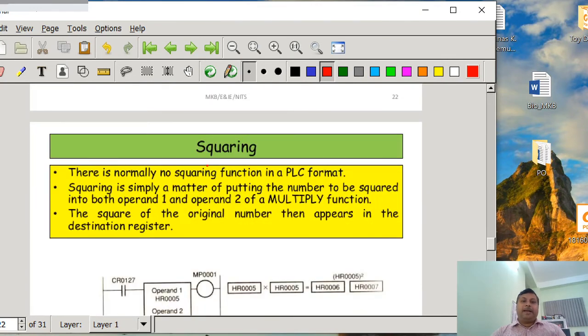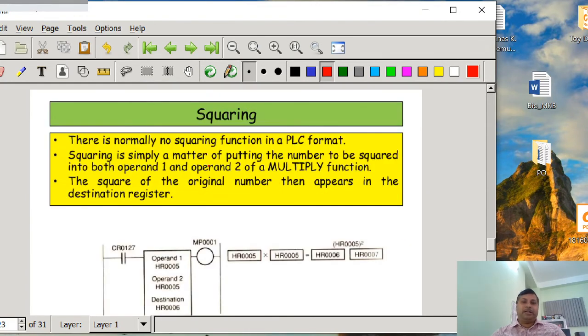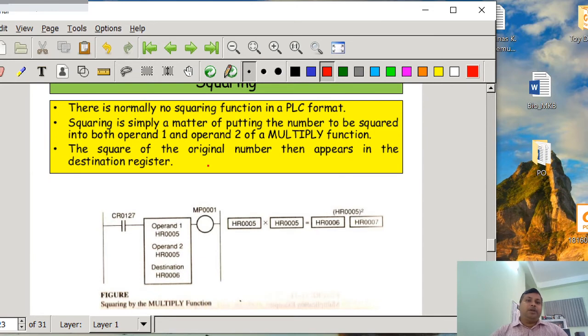Now we come to another application of multiplication, that is squaring. Normally there is no squaring function in a PLC. Squaring is simply a matter of putting the number to be squared in both operand 1 and operand 2 of a multiply function. The square of the original number then appears in the destination register. So the same value we put in operand 1 and operand 2 to get the squared result in the destination register HR06.